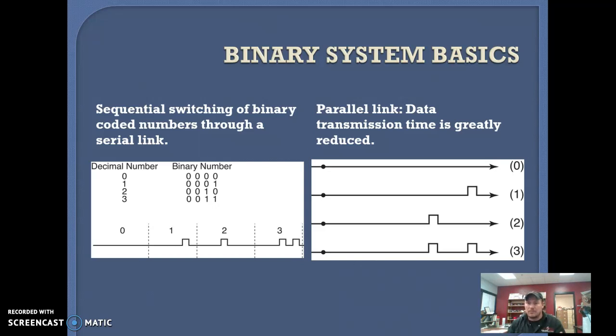So, by the way, I should mention this. This one little zero is a bit. This is a bit. So there's 16 bits in one binary number, right? So we can communicate 500,000 zeros and ones in 1 second.